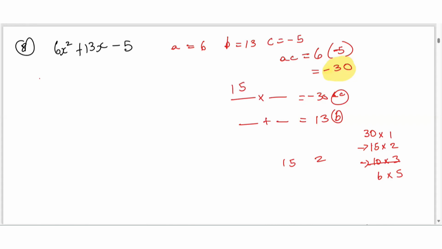So here is the deal. We have 15 and we have 2. Now, what are we going to do? Which one will be negative? Which one will be positive? Well, let's take a look at what my B value is. My B value was a positive 13. That means the largest number must be positive. So the 15 will be positive, the 2 will be negative. So that's what we're dealing with here.